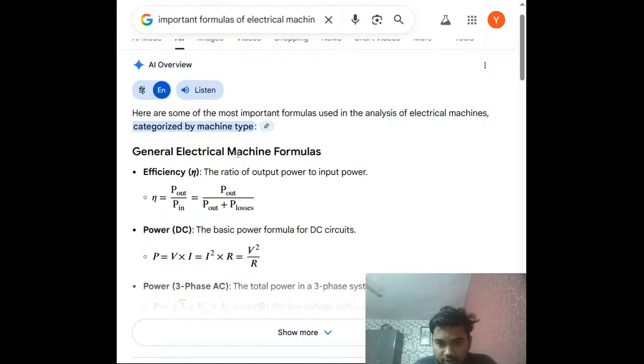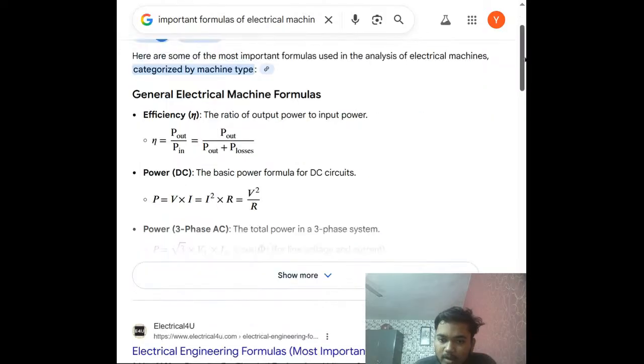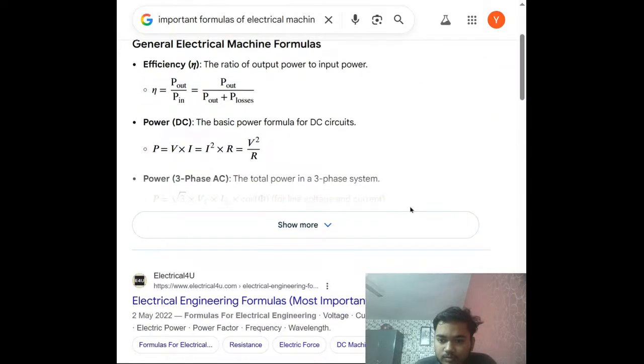What is the general efficiency formula of a machine? The efficiency is the ratio of the output power to the input power. Output upon input is the formula for efficiency.